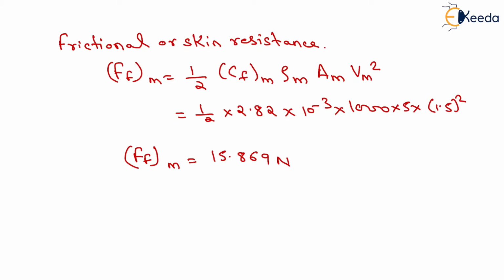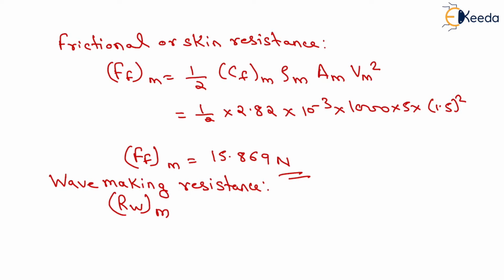15.869 Newton. Now wave making resistance, that is RWM, will be equal to 20 minus 15.869. So it will be equal to 4.130 Newton. That will be the analysis of model. Now we have to analyze the prototype.